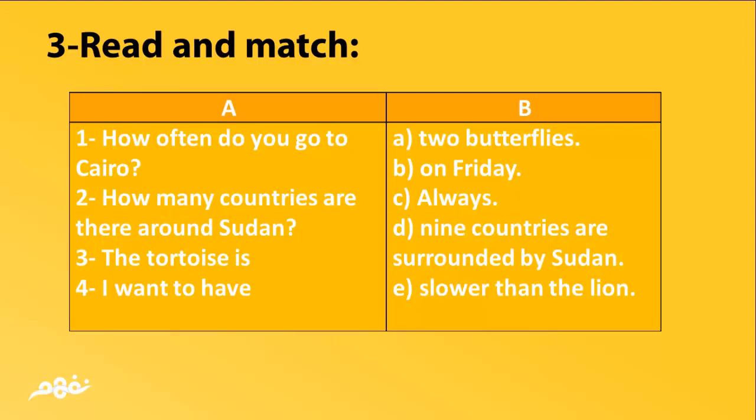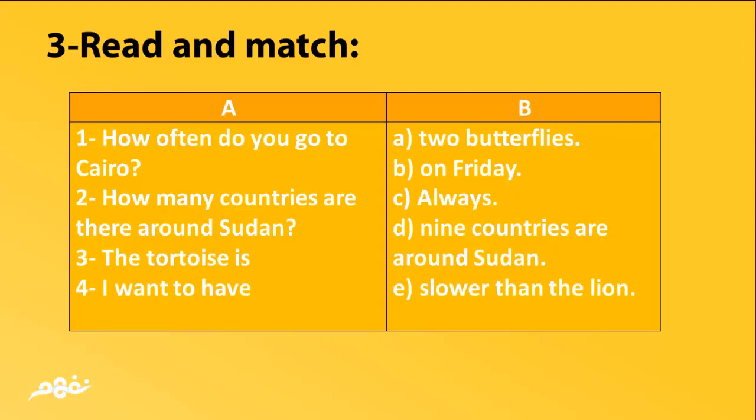How many countries are there around Sudan? There are 9 countries around Sudan. 9 countries are around Sudan.